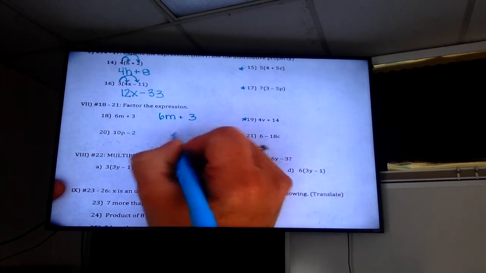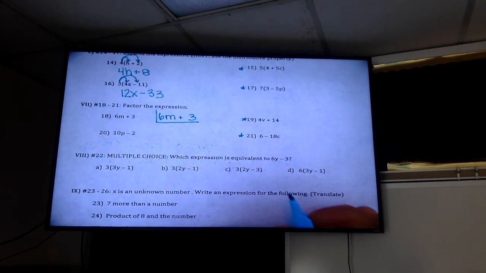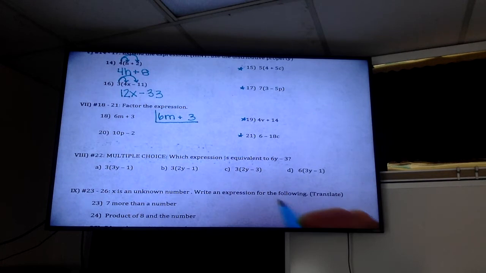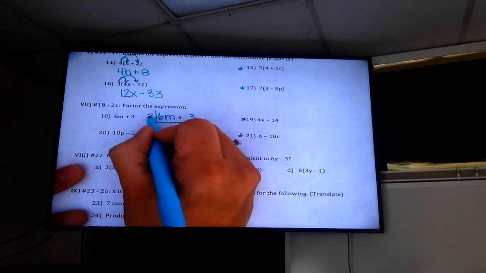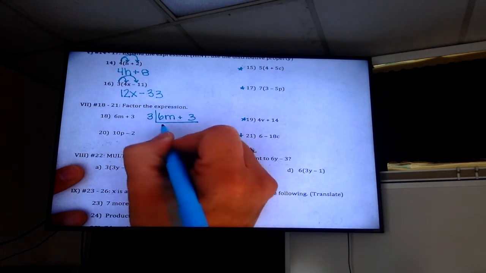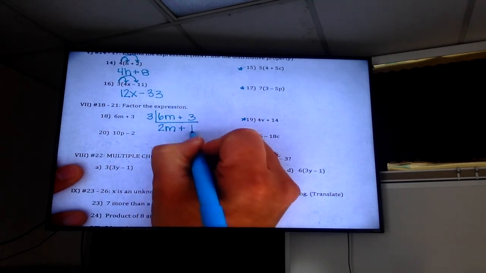I always have you write the expression again like this, and I make you do a factor ladder. And you don't have to take out just a prime number. You can take out any number. So I'm going to take out the biggest common factor that I see, which is 3. So 6 divided by 3 is 2. Bring down the variable, the plus sign, and then I do it again. 3 divided by 3 is 1.